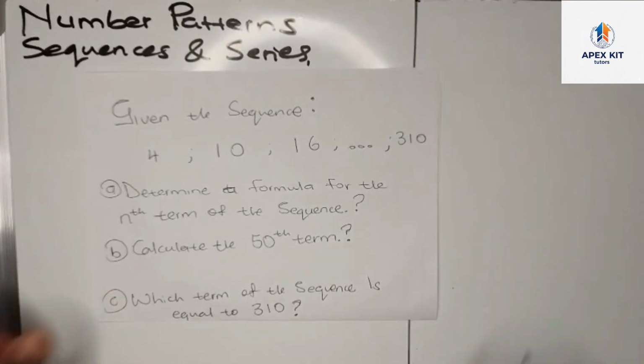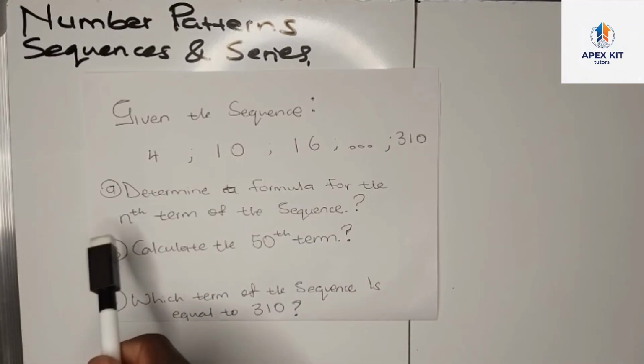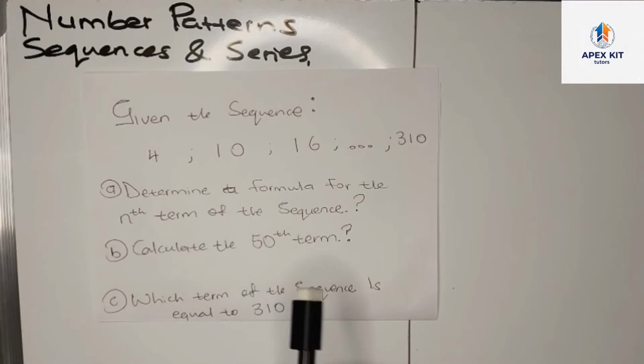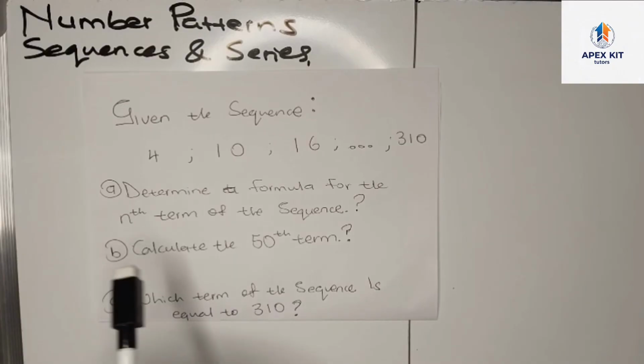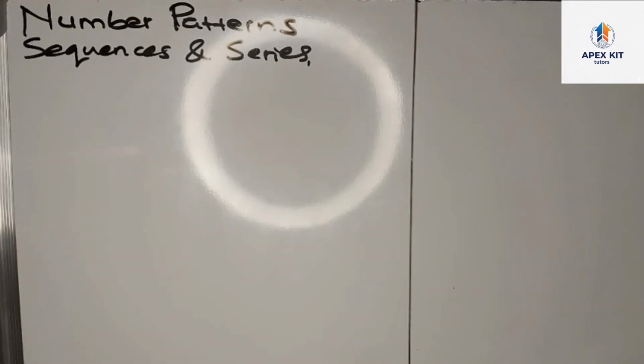So the first example is this one. We are given this sequence: 4 as the first term, 10 as the second term, 16 as the third term. The first question says determine a formula for the nth term of the sequence. Sometimes they say determine the general formula, another word for formula is the general term. The second question says calculate the fifth term, and the last one says calculate the term of the sequence that is equal to 310.